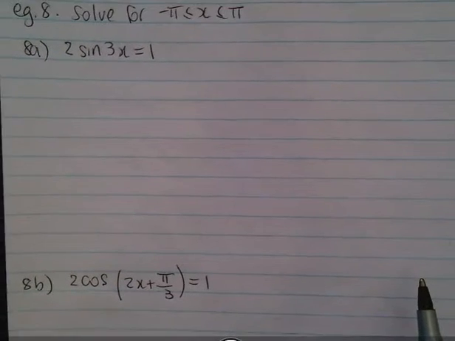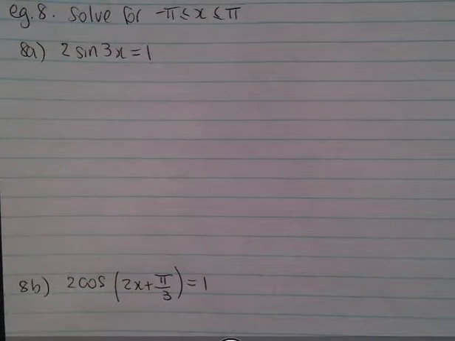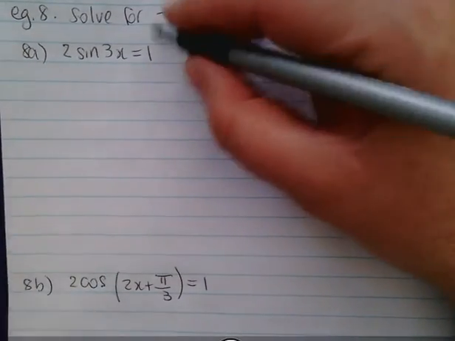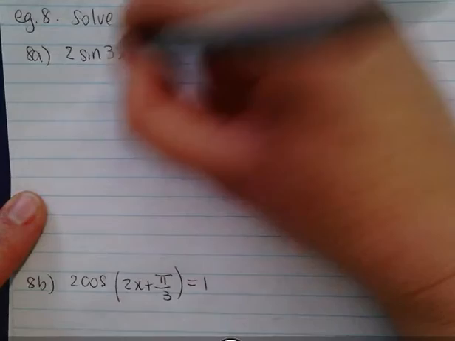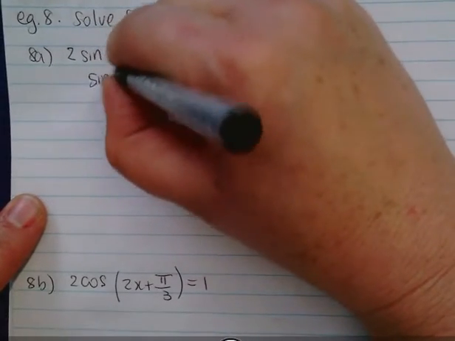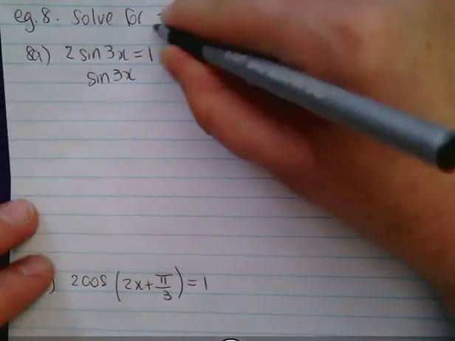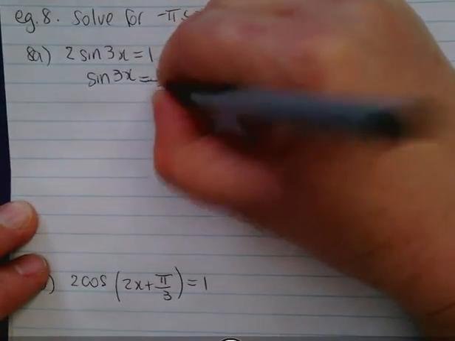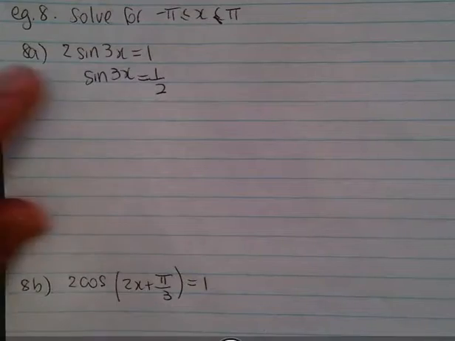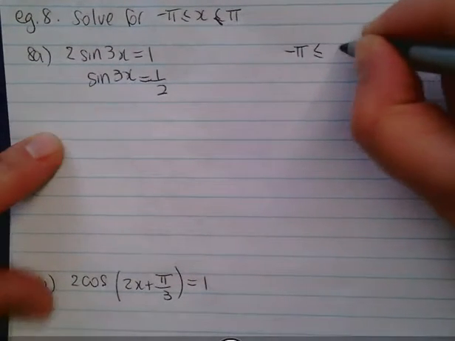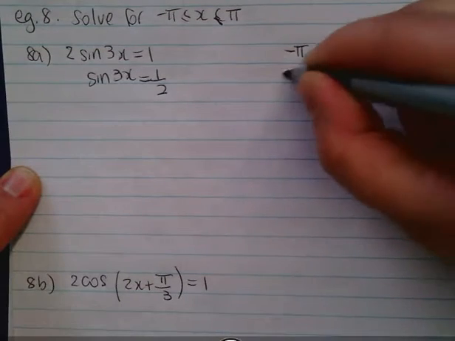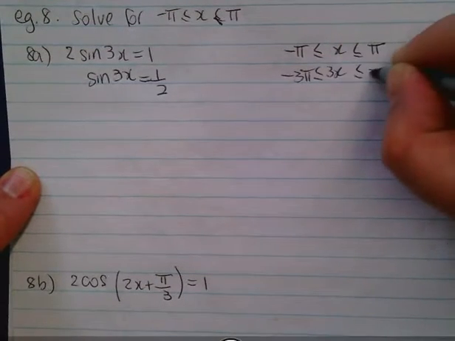Question 8, example 8. Just solving this type. So we did do something similar in class. So 2 sine 3x is 1. First thing you need to do, we're solving between negative pi and pi. First thing, let's divide by 2. However, we're solving between negative pi and pi for x. However, we've got 3x, so you need to multiply everything by 3.